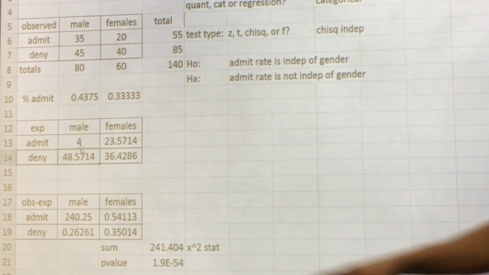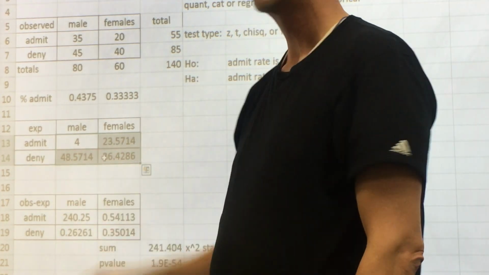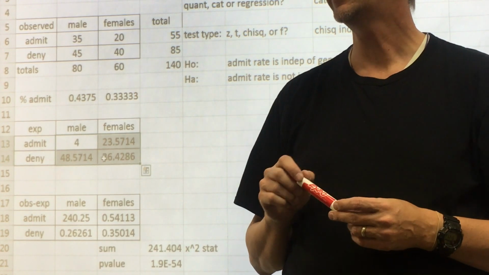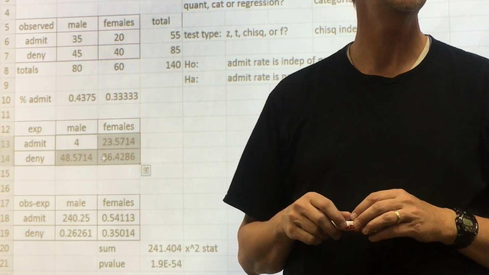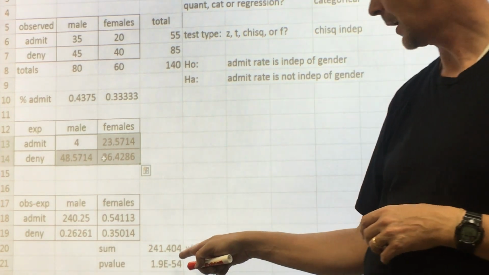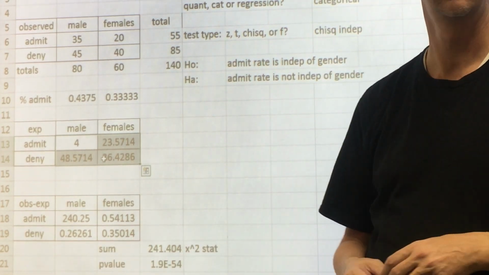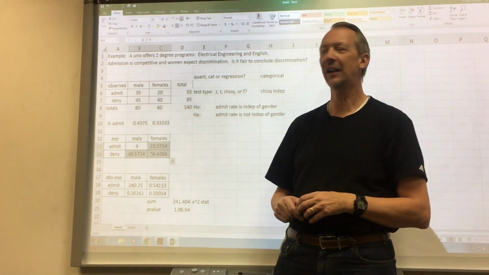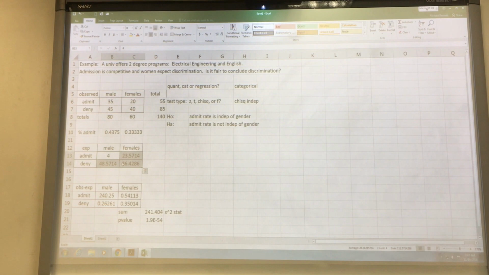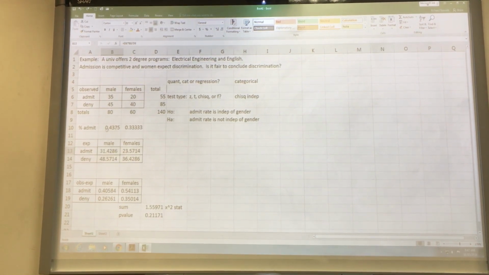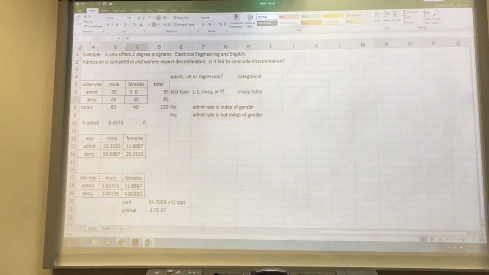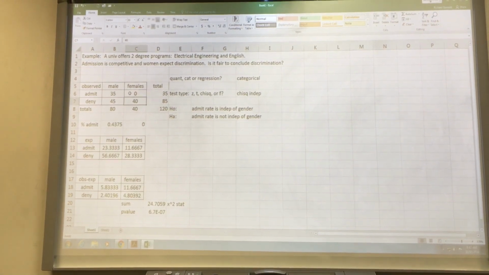How many cells do I have? I've got 4 cells. One of those 4 cells is less than 5. So 25% of my cells are under 5. Okay? Notice what happened to my p-value. It got crazy. Okay? So that's a problem. The other issue is, if you have a 0 somewhere, such as here, that's a problem as well.